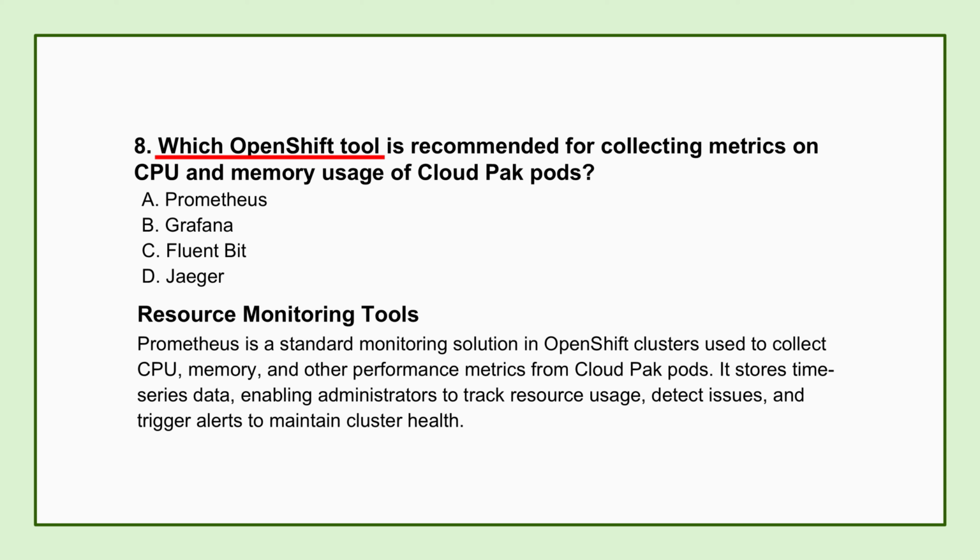The standard, highly recommended tool in OpenShift for collecting metrics like CPU, memory, and network usage is Prometheus. It integrates seamlessly with the Cloud Pak and provides a robust time series database for performance and usage stats for all your pods and services. For administrators, this means you're not just seeing raw numbers, you're getting crucial insights, spotting resource consumption patterns, and identifying potential bottlenecks before they cause trouble.